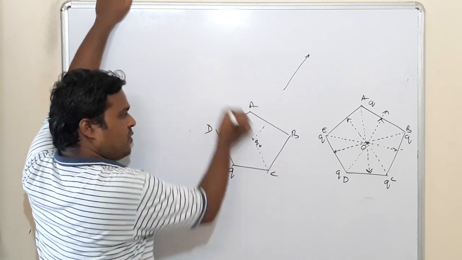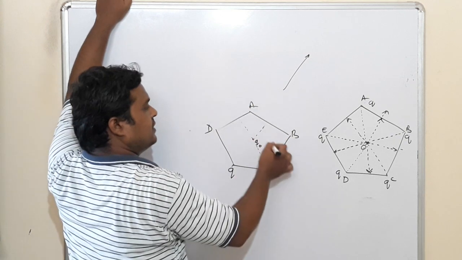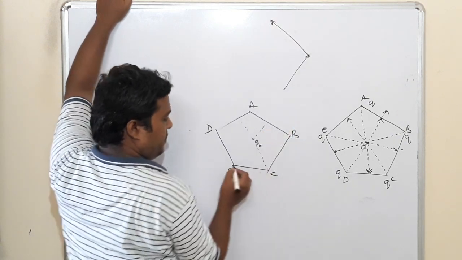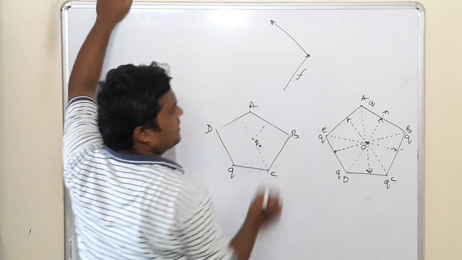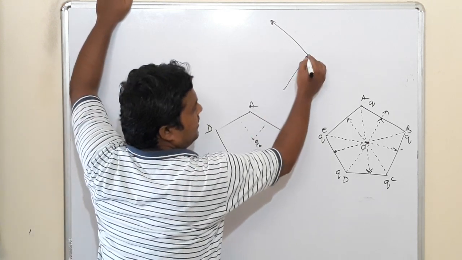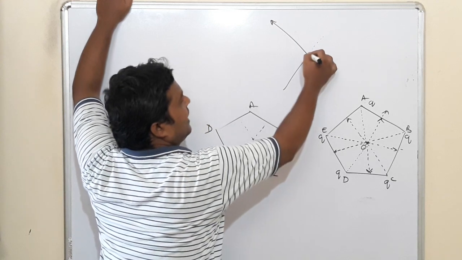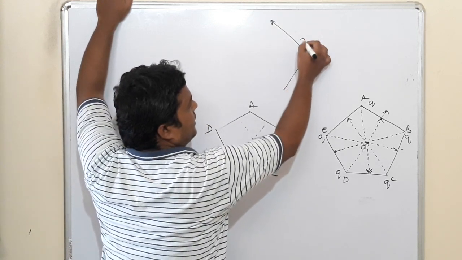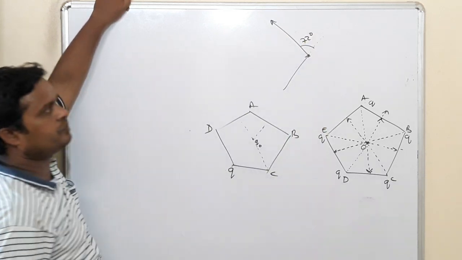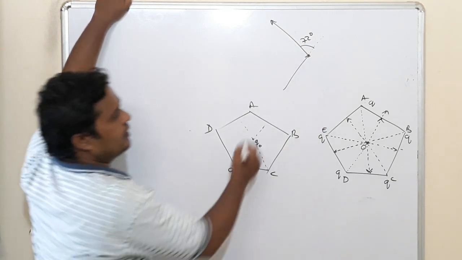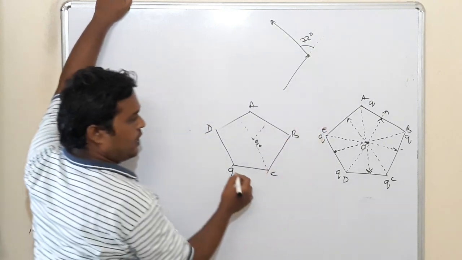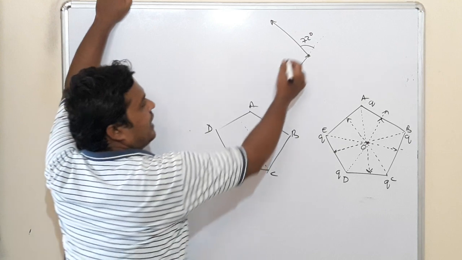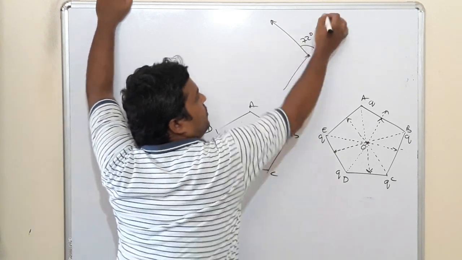This will be exerting force in this direction. I will take it here. This is the force exerted by the first charge. Let us take this force as F, and this is the force exerted by the next charge. Then the external angle also you can take as 72 degrees. The angle between these two will be 72. This will be exerting in this direction, and this will be exerting in this direction.